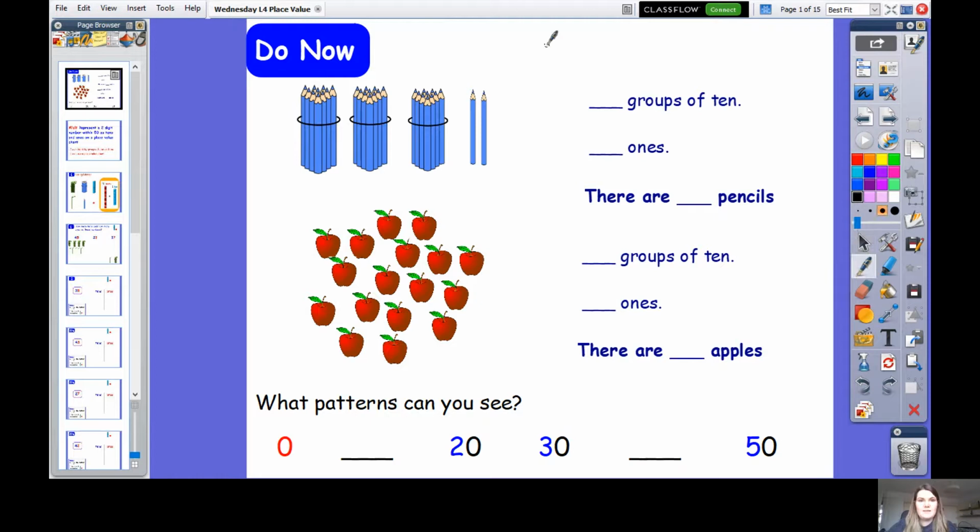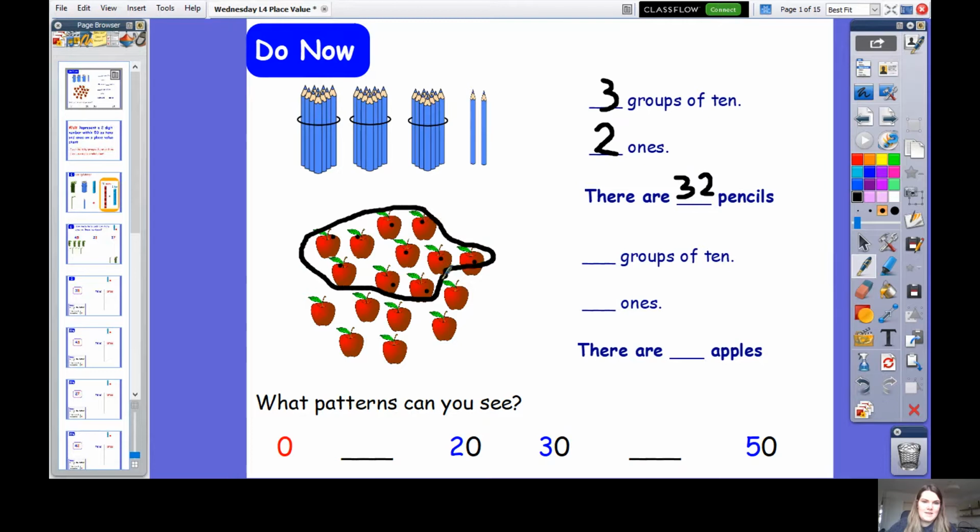Fantastic. So you should have seen that there are 1, 2, 3 groups of 10 and there are 2 ones. So how many pencils are there altogether? 32. Fantastic. And here, I was a bit cheeky. I left them all like this. So we had to put them in groups of 10 together. So you're going to help me count and we're going to stop when we get to 10. You ready? 1, 2, 3, 4, 5, 6, 7, 8, 9, 10. Well done. We put a circle around it.